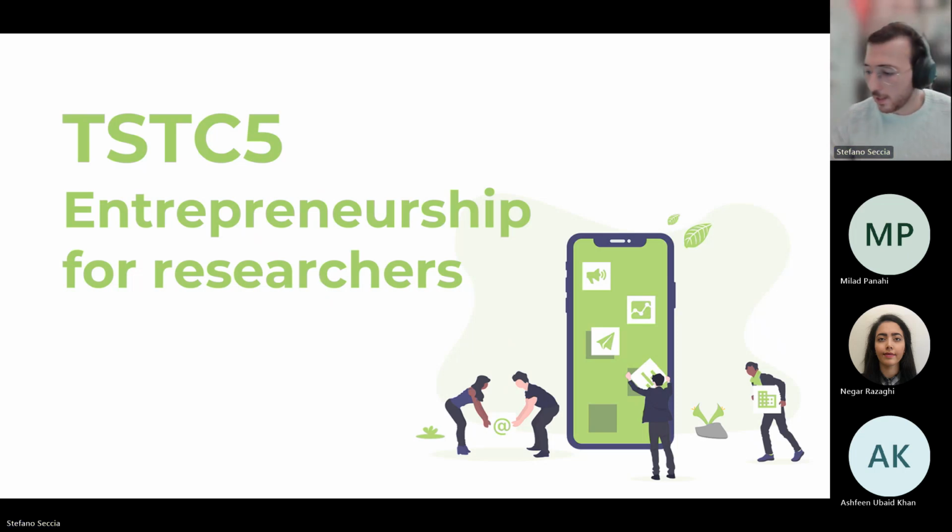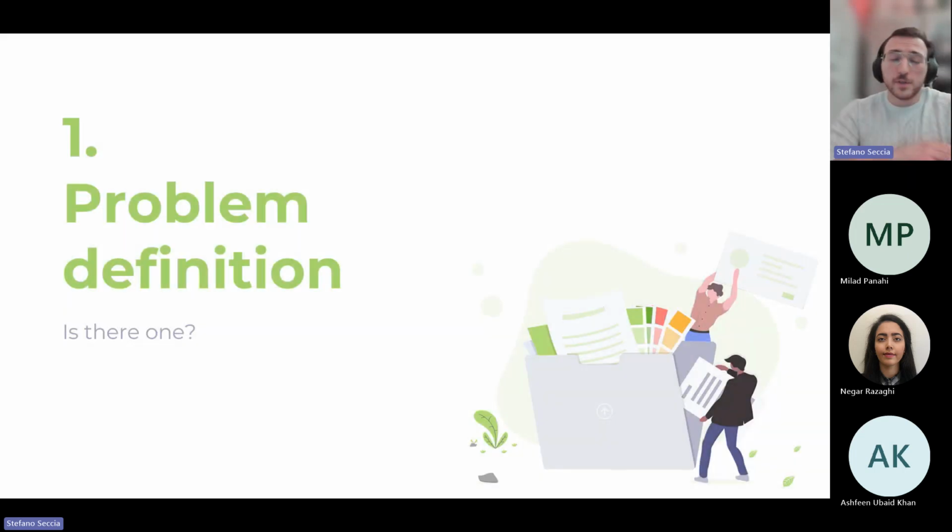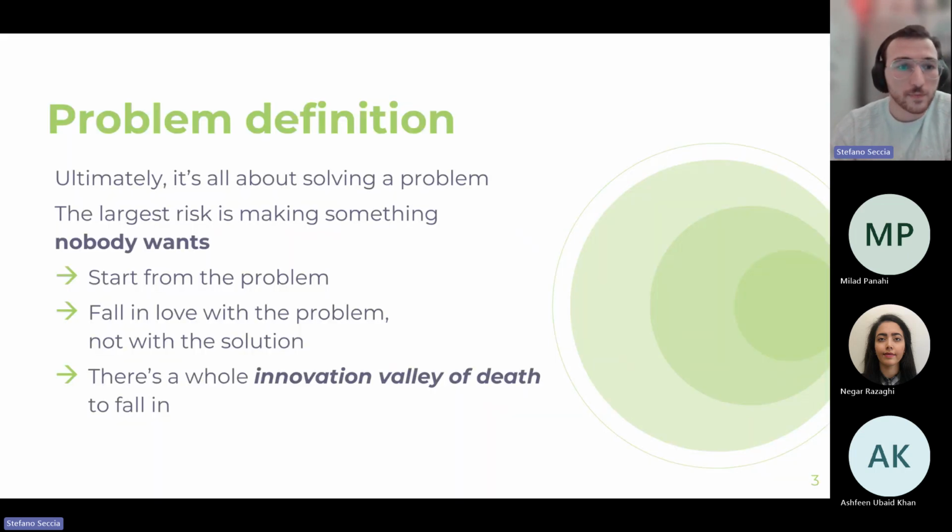So let's start with the second part on entrepreneurship for researchers. First chapter, let's say, problem definition. So is there a problem? And this is the same slide that Sajjad has shown you already. So I'll go through it very, very quickly. It's all about solving a problem.